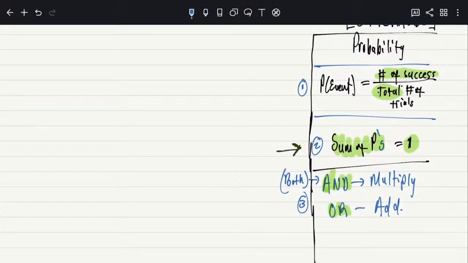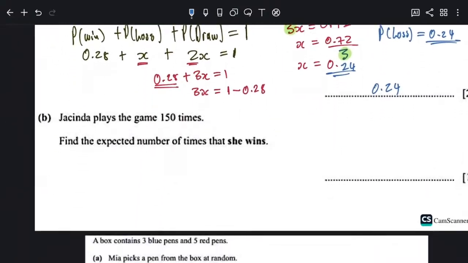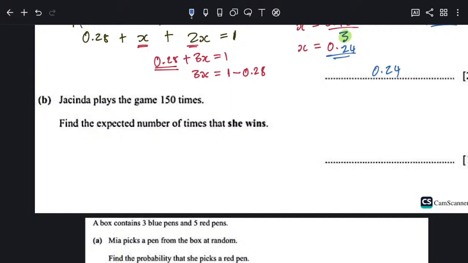These are the only 3 rules. It's about practice. Practice makes perfect. Even if you redo the questions on your own and try, that's still fine. Look at this one now. Jacinda, or whatever her name is, plays the game 150 times. Find the expected number of times she wins.